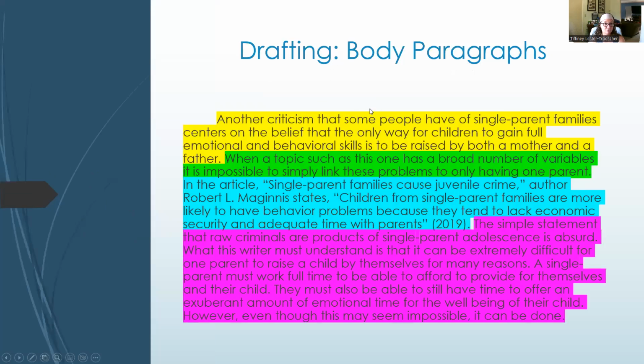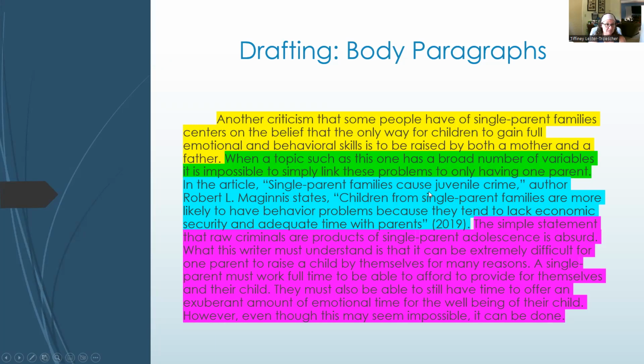Here in yellow is the transitional topic sentence. Another criticism that some people have of single-parent families centers on the belief that the only way for children to gain full emotional and behavioral skills is to be raised by both a mother and a father. In green is where they elaborate on that topic. When a topic such as this one has a broad number of variables, it is impossible to simply link these problems to only having one parent.